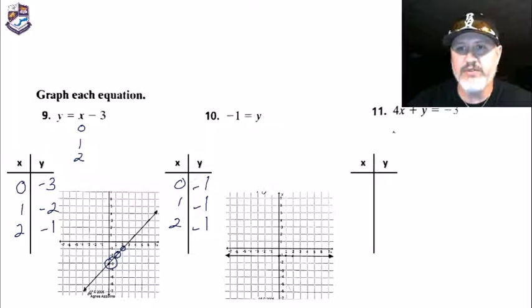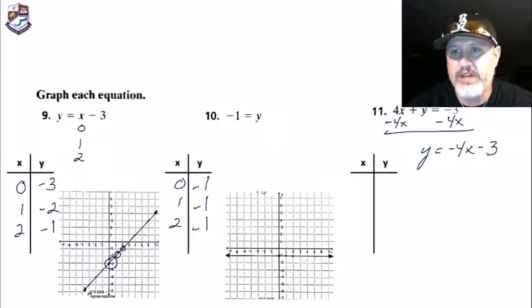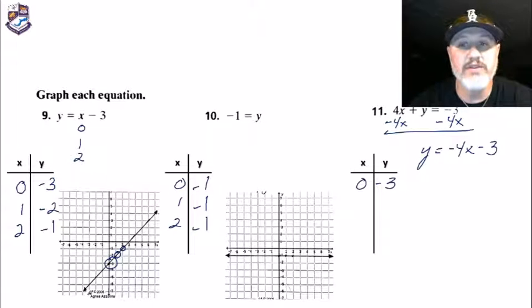Before I show you the graph, I'm actually going to make this a little easier on myself. I'm going to solve for y. You didn't have to do this, but if you solve for y, you only have to do this once. You get y equals -4x minus 3. And now when I substitute 0 in, 0 is the ultimate canceller. It cancels that. 0 times -4 is 0, and I get -3. I'm going to substitute 1 in. 1 times -4 is -4 minus 3.